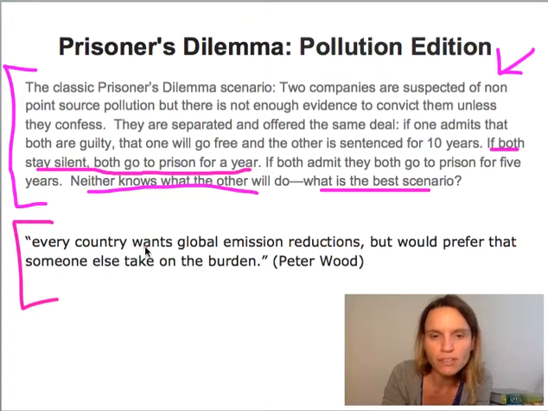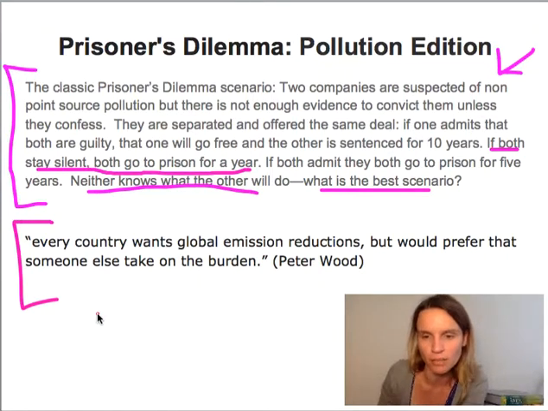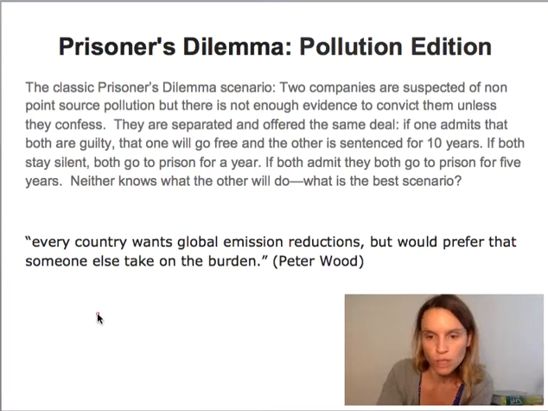Peter Wood said that every country wants global emission reductions, but would prefer that someone else take on the burden. So no one wants to see their own country having to be penalized for something that no one is willing to admit that they're doing, which is part of the reason why pollution, human-caused pollution, has become such a significant problem.